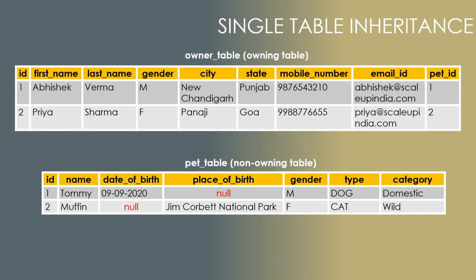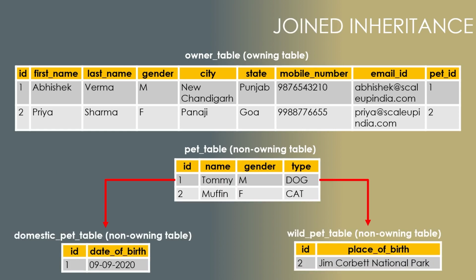but the disadvantage is that you are having so many null values. Then we said that instead of this single table, another thing we can do is go for the joined inheritance. Again, our owner table remains the same without any change, and the pet table now looks something like this. All the common variables exist in your main pet table, and then you have your child tables, so I'm going with the terminology of child table here. In the child tables you have only the extra columns.